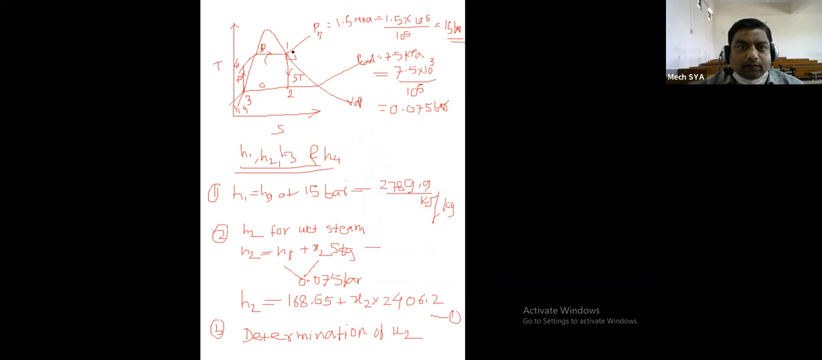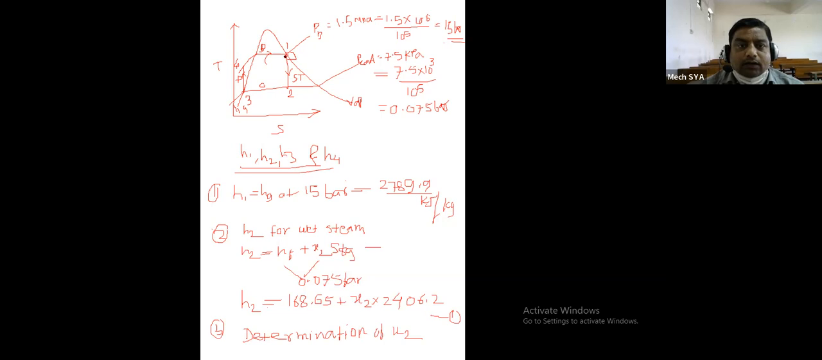Point number 1 here is where dry and saturated steam is supplied to the turbine, and boiler pressure is 1.5 megapascal. As we know, pressures in the steam table are in bar, so 1.5 megapascal has to be converted into bar. 1.5 into 10 raised to 6 divided by 10 raised to 5 is equal to 15 bar.